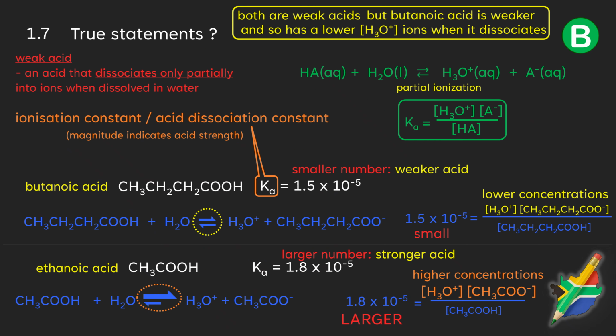Question 1.7. In this question, we are given the ionization constants for butanoic acid and ethanoic acid at room temperature, and we are told the two acids have the same concentration. We have to identify which statements are true.